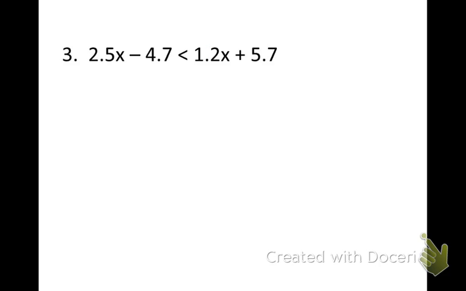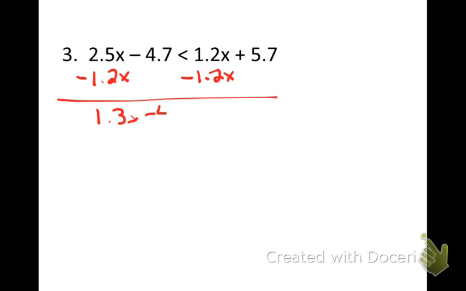Alright, on this one we got decimals, so we still should be able to work with decimals. When you get to the last step, I don't have a problem with using a calculator, so we're going to subtract 1.2x from each side to get my x's together. So this would be 1.3x minus 4.7, and you have to line up your decimal there, less than 5.7.